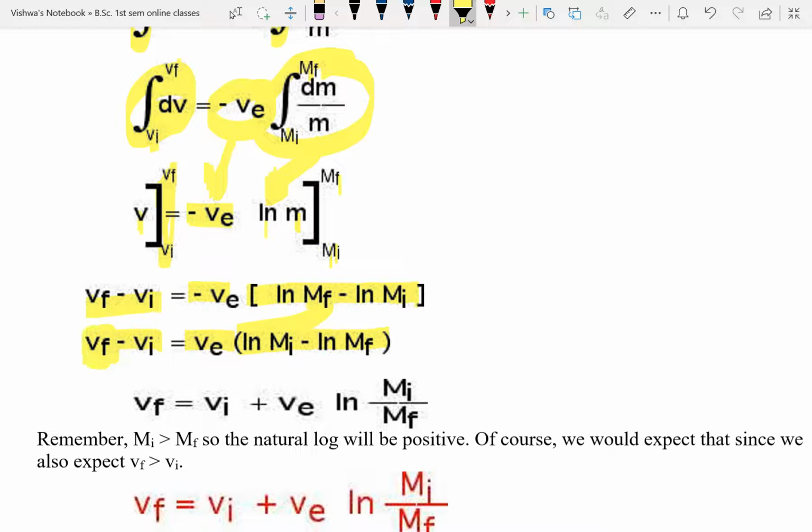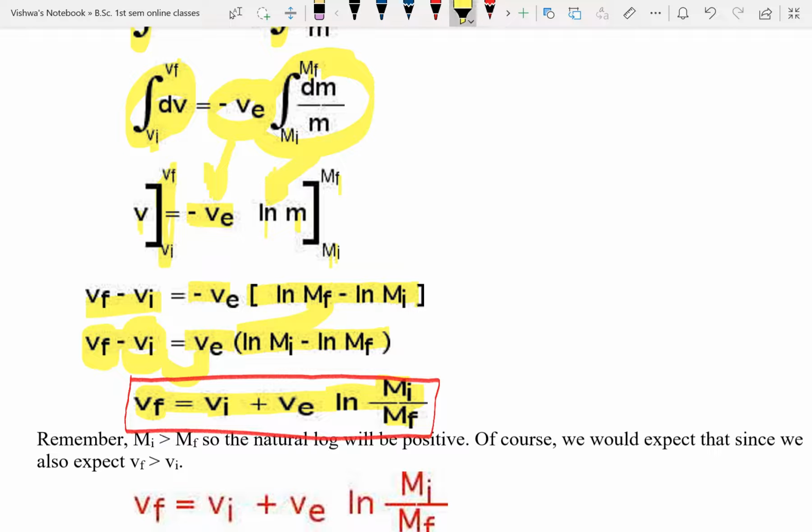Now our aim is to find the velocity of the rocket at any instant, that we take as the final velocity of the rocket. So vf equal to, take this minus v to the right-hand side, then it becomes plus vi. So vi plus v log mf by mi. So this is the final expression. It is the velocity of the rocket: vf equal to vi plus v log mf by mi.